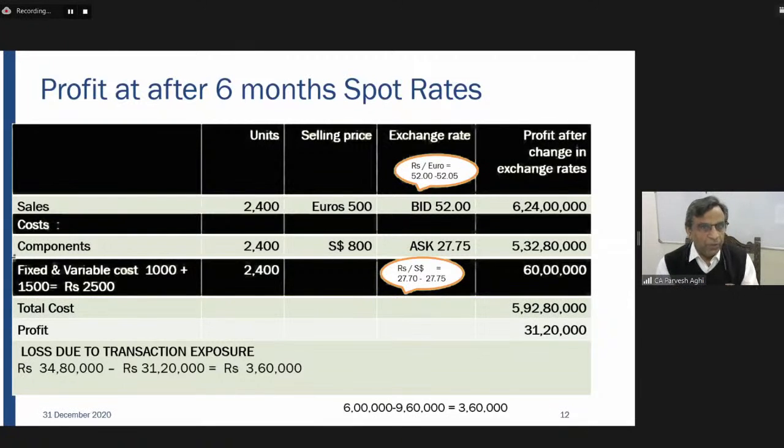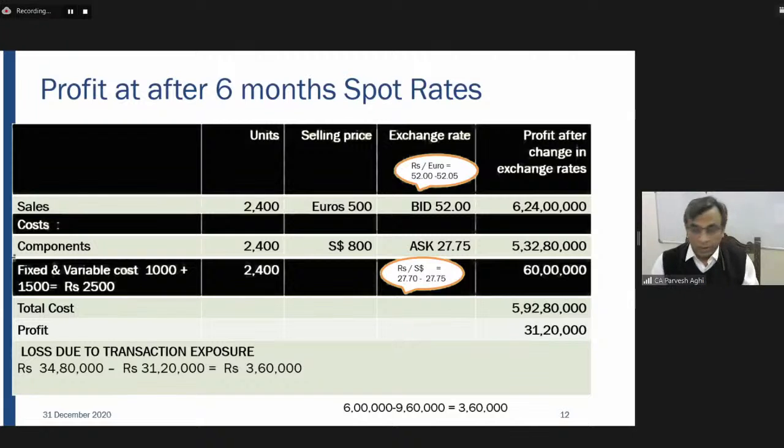So in this example, you can understand why he makes money in his sales: because the euro has appreciated, he's making a bigger gain of around 6 lakhs. But he's losing in terms of the Singapore dollar appreciating by 50 paisa. So he's losing 9,60,000, which makes an overall loss of 3,60,000.